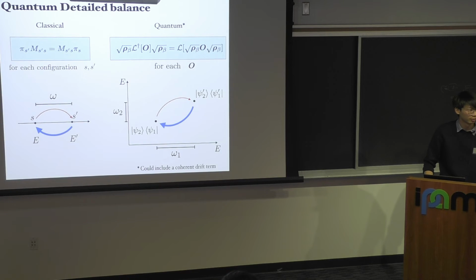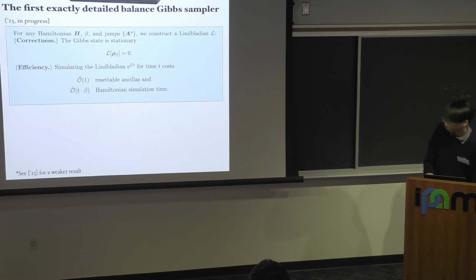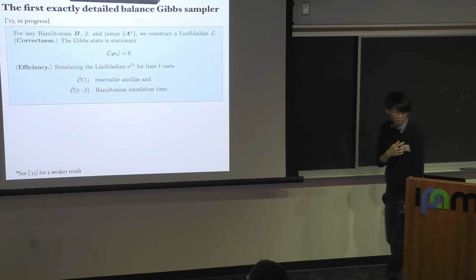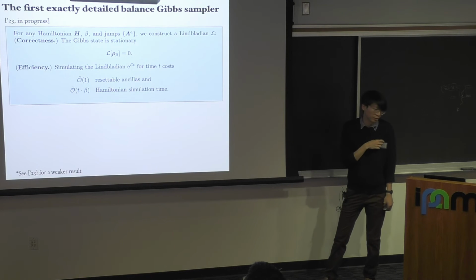Okay. This is an operator equivalent. Yeah. So it's lots of equations in this line. Right, so these are the things we want, and here's our results. We cook up an exact detailed balance quantum Gibbs sampler.